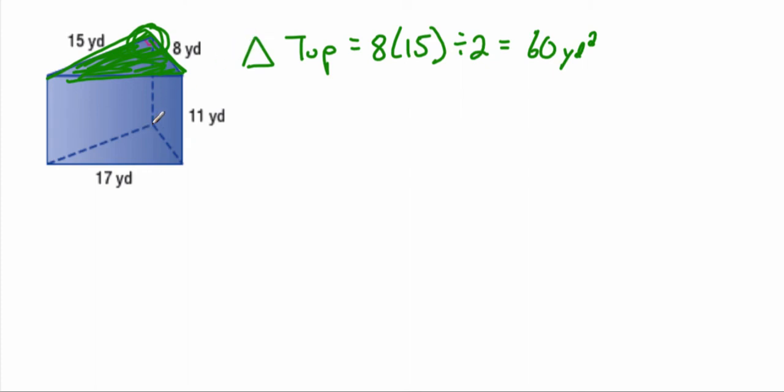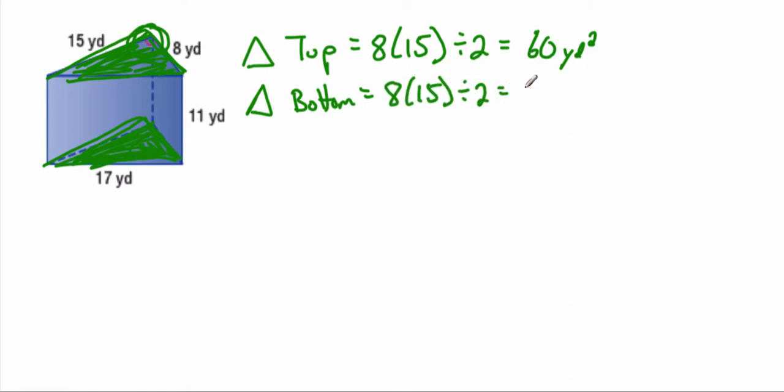And if I know the top, I also know the bottom. And again, the shading just helps me focus on that whole shape without getting lost in all the other lines. So the bottom's also a triangle. But notice I didn't use that 17 because I want the base and the height that meet at that right angle back there. So I'm still going to do 8 times 15 divided by 2 is 60 yards squared. You always know those two pieces are going to be the same.